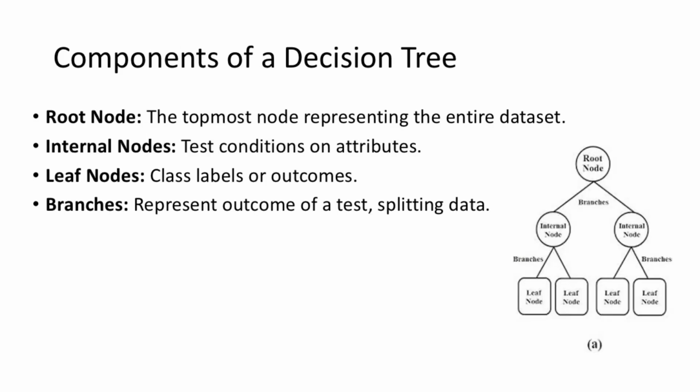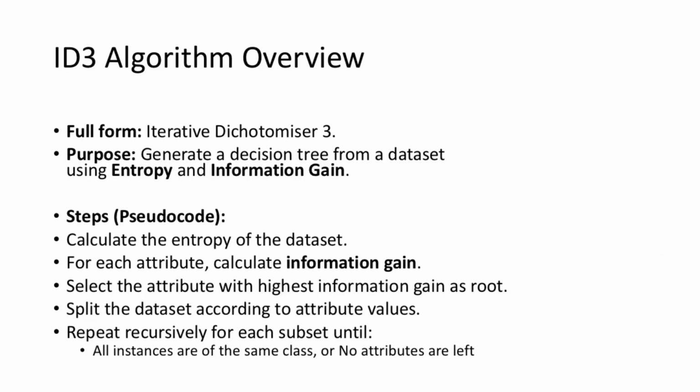data mining. The components of a decision tree are: the root node, the topmost node representing the entire dataset. Internal nodes, test conditions on attributes. Branches represent the outcome of a test, leading to data splitting. And finally, leaf nodes represent the final class labels or outcomes. Here is the pictorial representation of it.